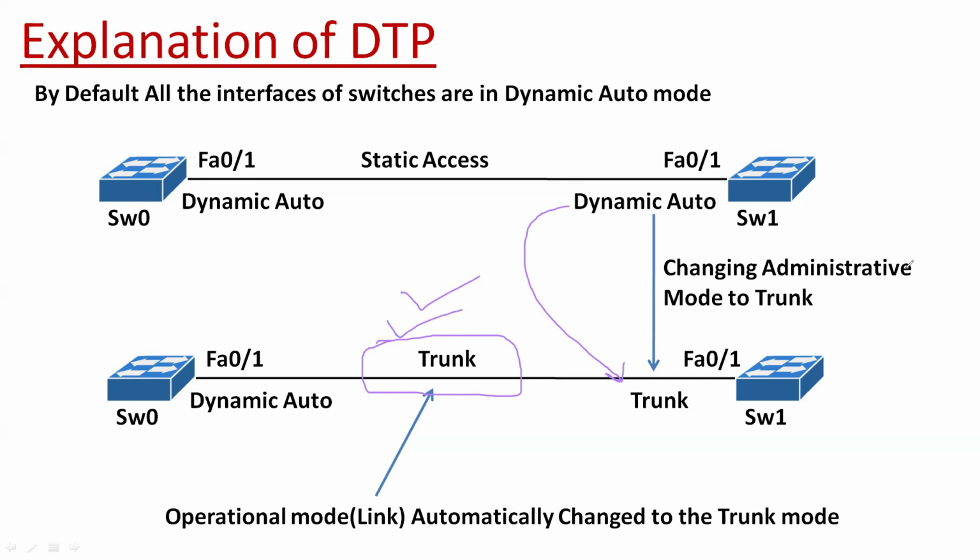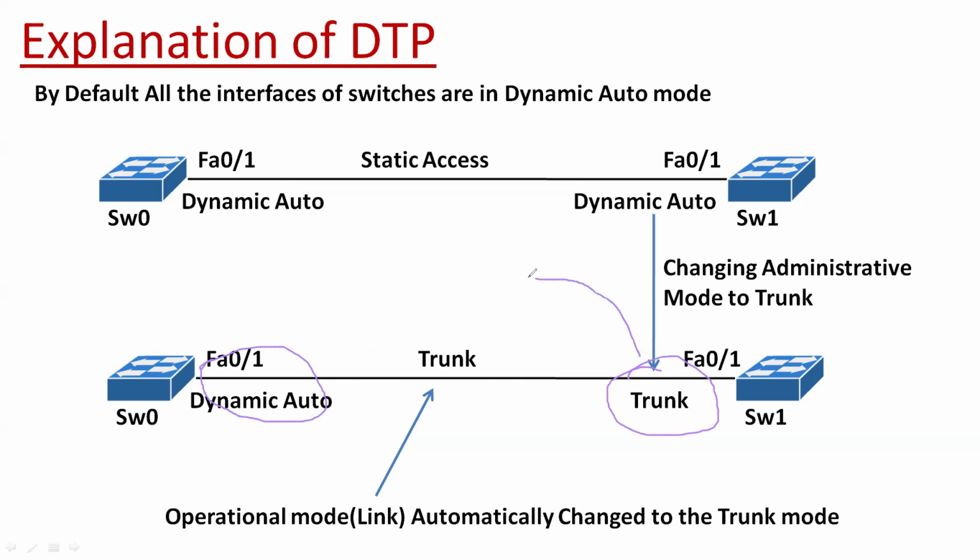That happens because of what? Dynamic Trunking Protocol. That means on one side the configuration is done and the other side will be done automatically. How is it done? A negotiation message, a DTP message, will be forwarded, initiated by the trunk side to the dynamic auto side, and dynamic auto will accept the negotiation.